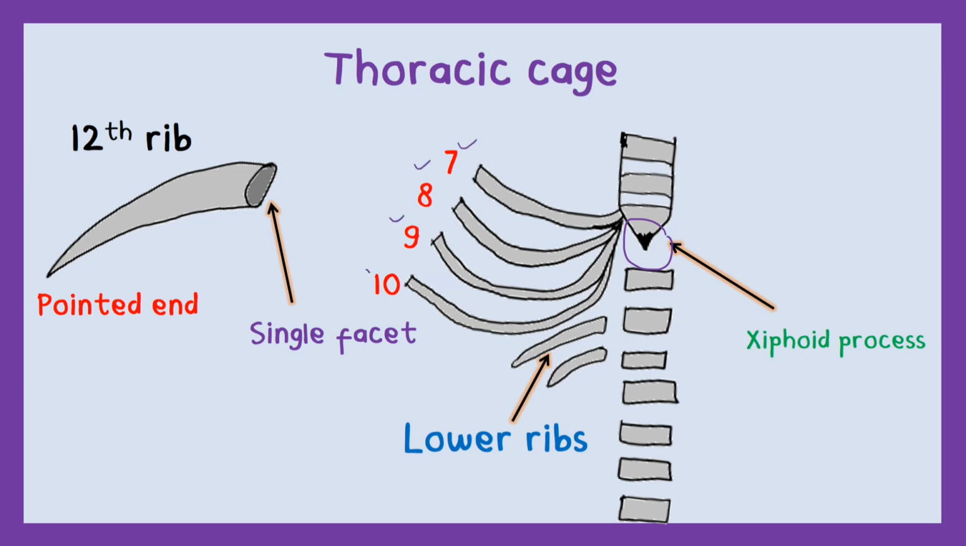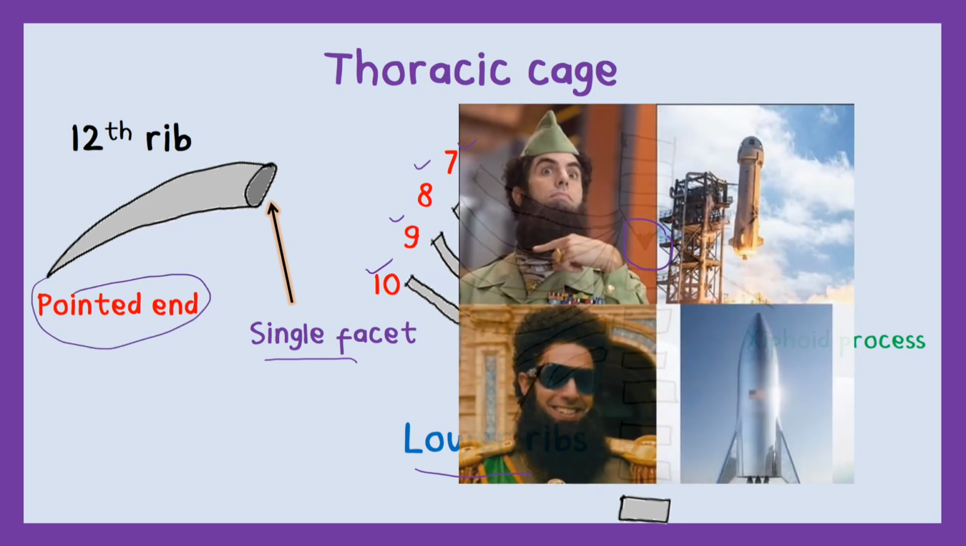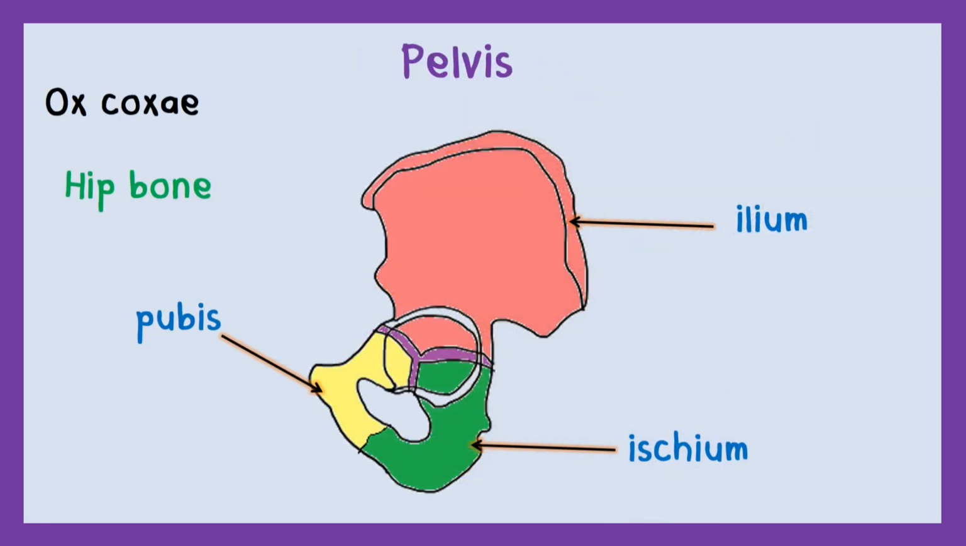of the chest bone, the costal margins of the 7th, 8th, 9th and 10th costal cartilage, and the lower two ribs, the 11th and the 12th rib. The 12th rib has a single facet for articulation with the 12th thoracic vertebra. The anterior end of the rib is pointy.